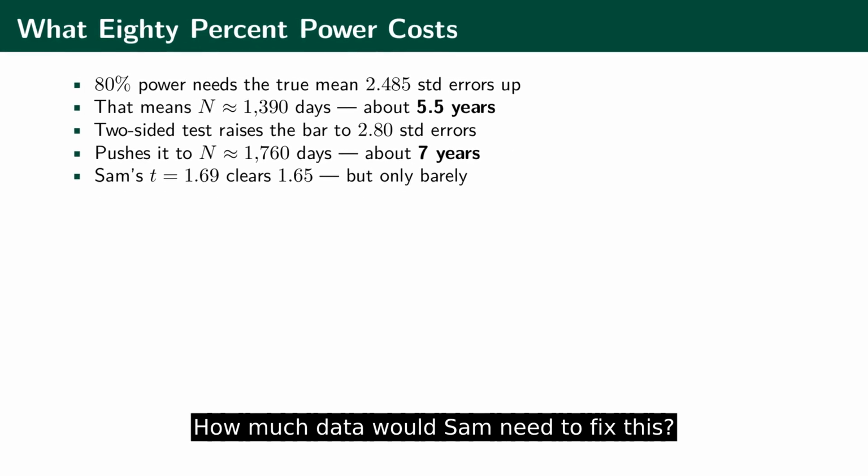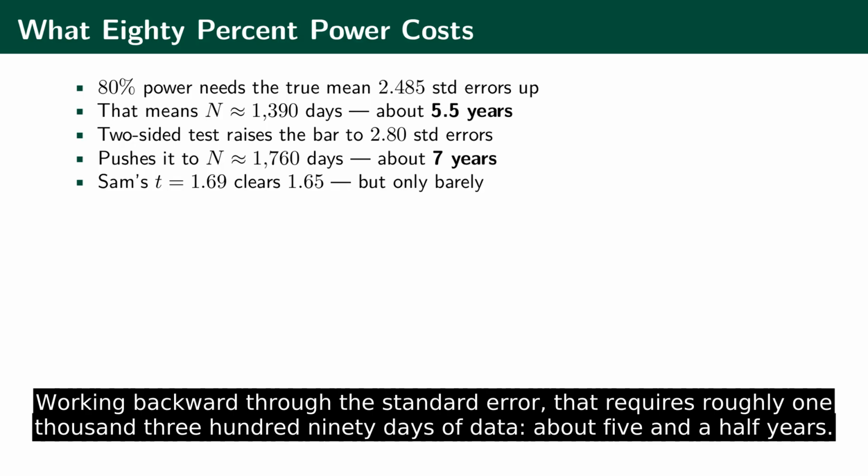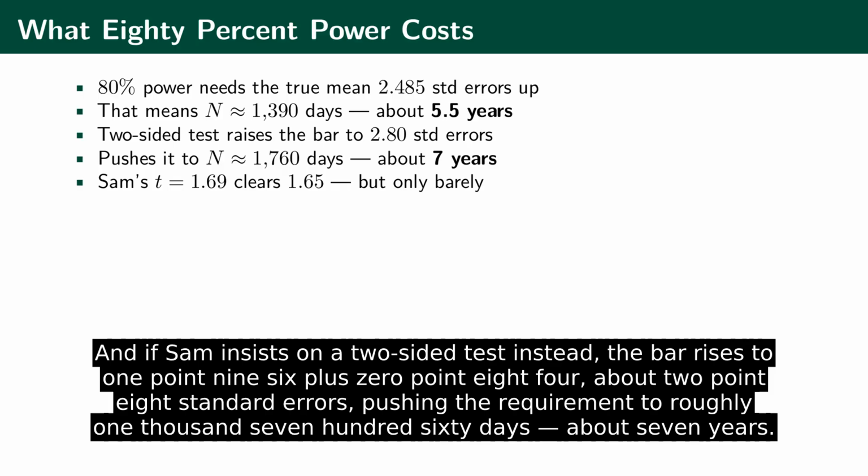How much data would Sam need to fix this? To reach 80% power for the same effect with this one-sided test, the true mean would have to sit about 2.485 standard errors above 0, that is, the critical value, 1.645, plus the 80% margin of 0.84. Working backward through the standard error, that requires roughly 1,390 days of data, about 5.5 years. And if Sam insists on a two-sided test instead, the bar rises to 1.96 plus 0.84, about 2.8 standard errors, pushing the requirement to roughly 1,760 days, about 7 years.